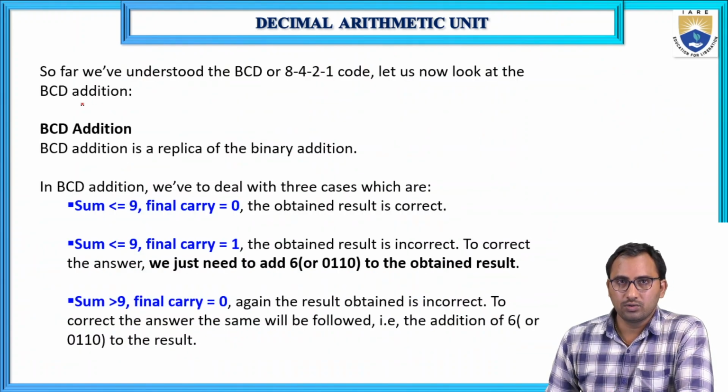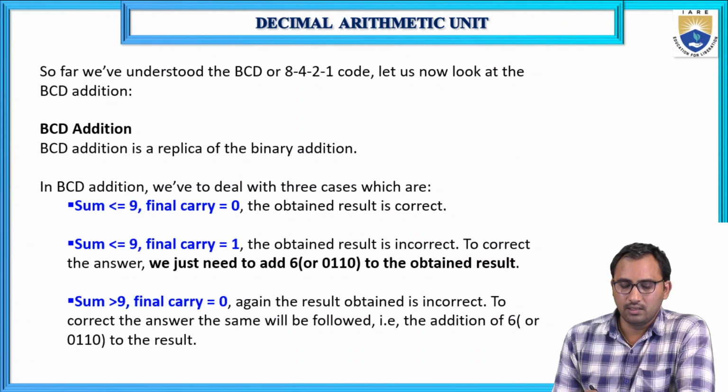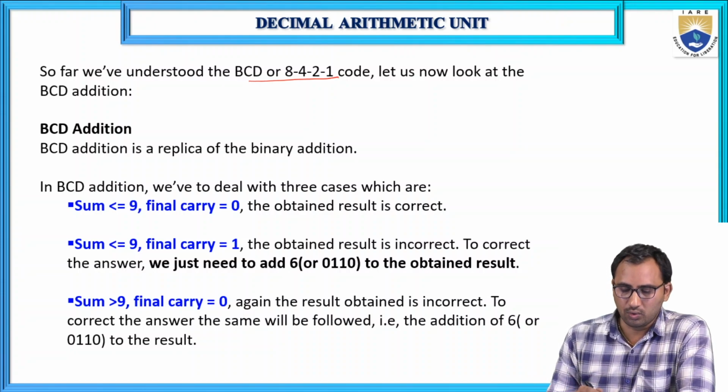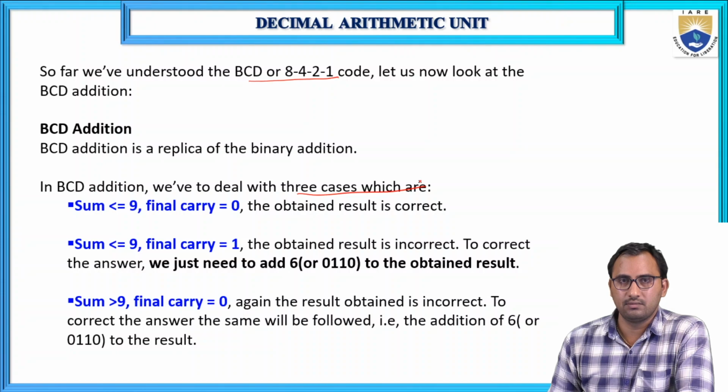So far we have discussed and understood the BCD or 8421 code. Let us now look at BCD addition, how we can add any two BCD numbers. For that we have to follow certain rules. In BCD addition we have to deal with three cases.